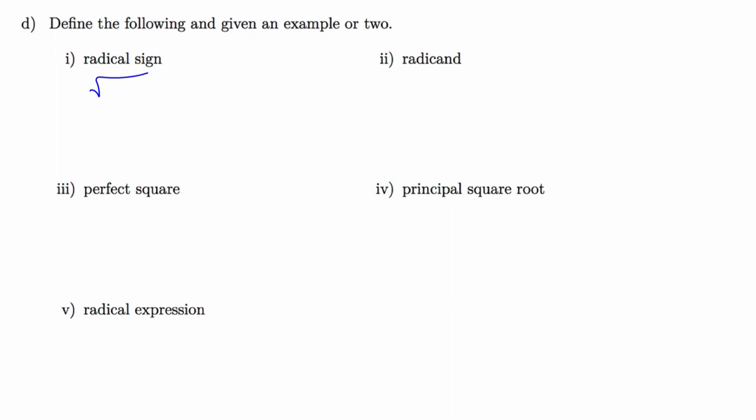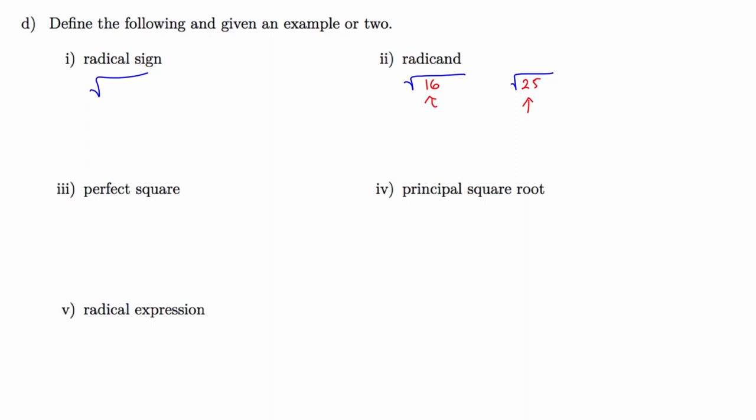The radicand is the thing that is underneath the radical sign. So when I write down the principal square root of 16, 16 is the radicand. If I write the principal square root of 25, 25 is the radicand. So the radicand is the object underneath the radical sign.